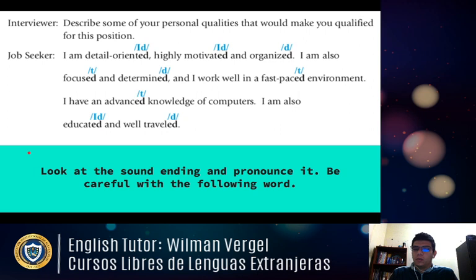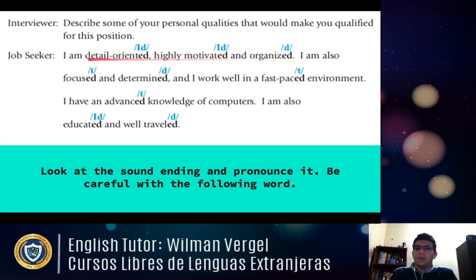Look at the sound ending and pronounce it. Be careful with the following word. Interviewer: describe some of your personal qualities that will make you qualify for this position. And the job seeker says, I am detail oriented, because in this case, it is an adjective that is made out of a verb. So we say oriented, highly motivated, and organized. In this case, we pronounce it as D because of the Z sound, okay? In this case, we pronounce it as T because of the T sound. And in this case, we pronounce it as T as well because of the T sound.